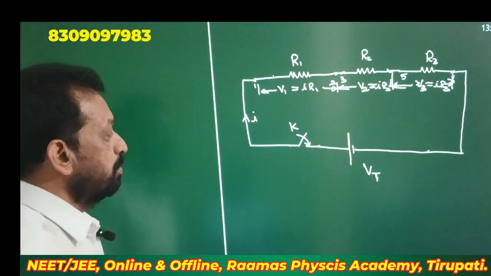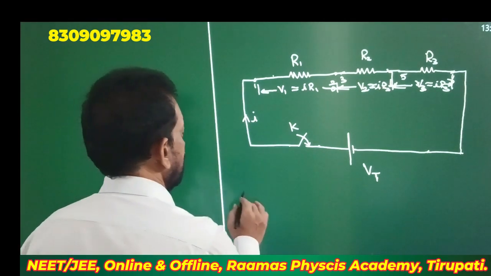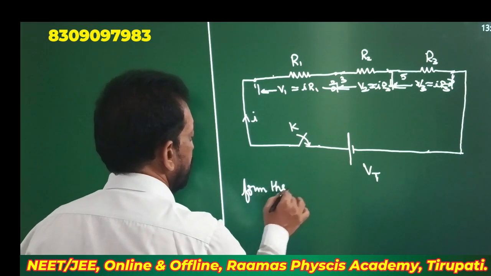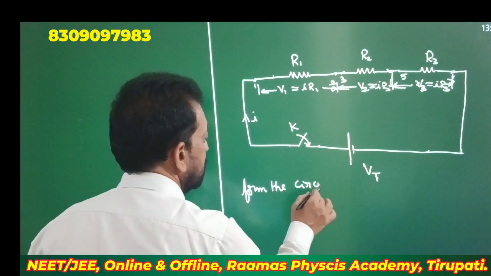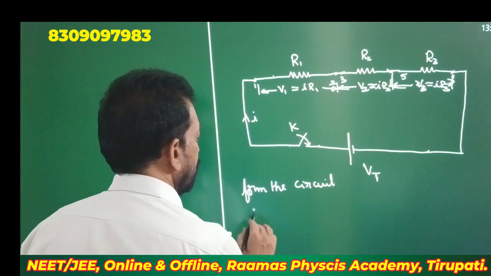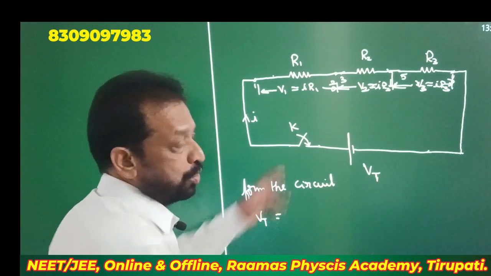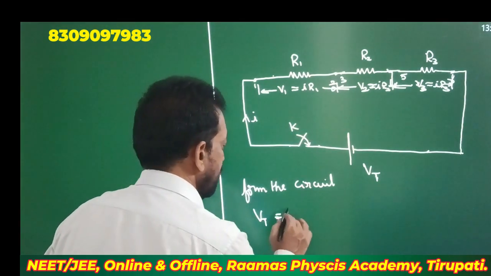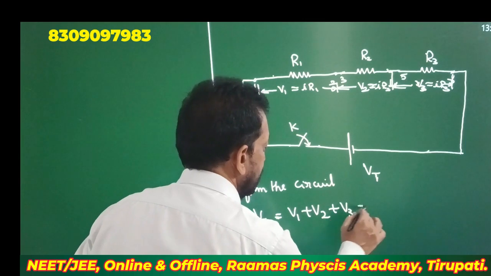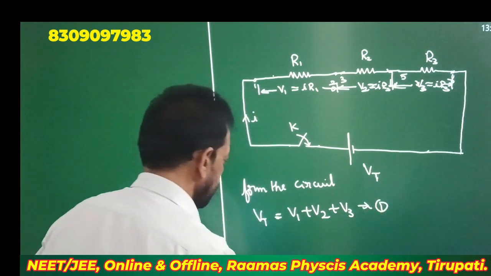Now from the circuit, the voltage VT is distributed upon the three resistors: VT is equal to V1 plus V2 plus V3. This I call equation 1.